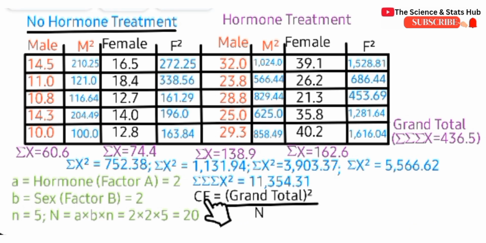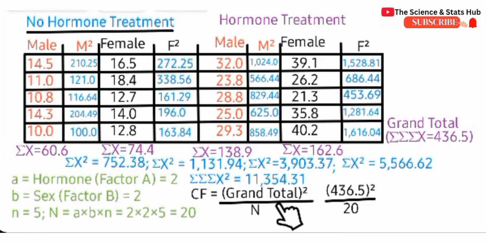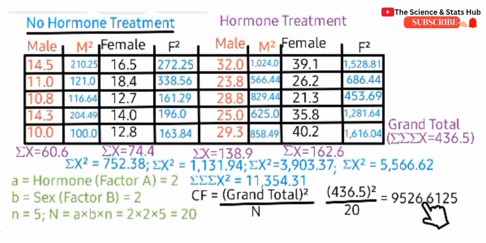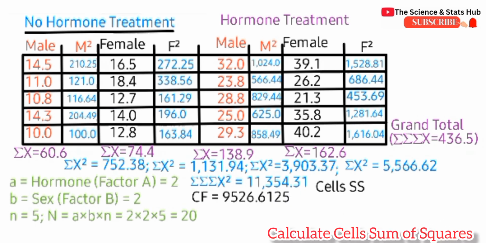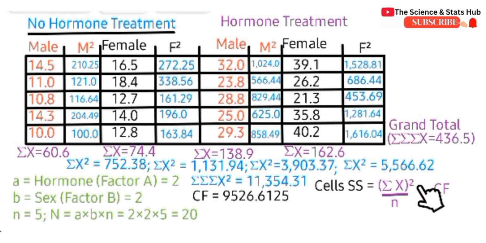Now let's calculate the correction factor, CF. Correction factor is grand total squared divided by N, and our N value is 20. That is 436.5 squared divided by 20, which gives 9526.6125. Next, we'll calculate the cells sum of squares. Cells sum of squares equals the summation of each of these cell totals squared, divided by n, our n value is 5, minus the CF value.